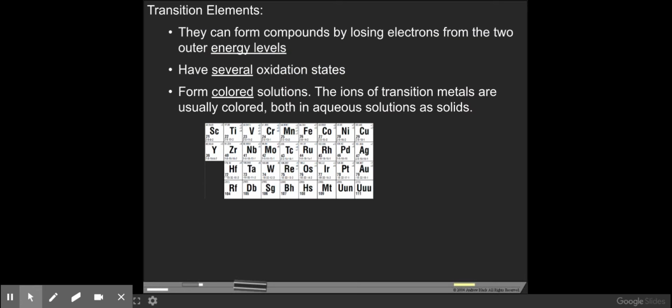Transition elements can form compounds by losing electrons from the 2 outer energy levels. They have several oxidation states, so depending on who they bond with, they might choose one oxidation state or another. They form really beautiful colored solutions. So transition metals are probably the prettiest on the entire periodic table. The ions of transition metals are usually colored both in aqueous solutions and as solids. Aqueous just means in water.